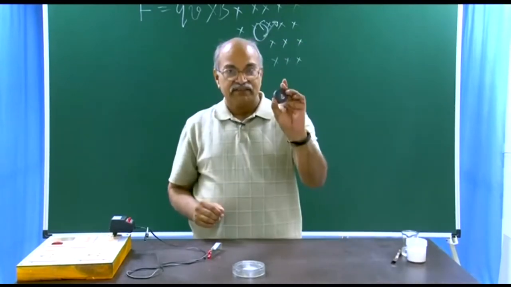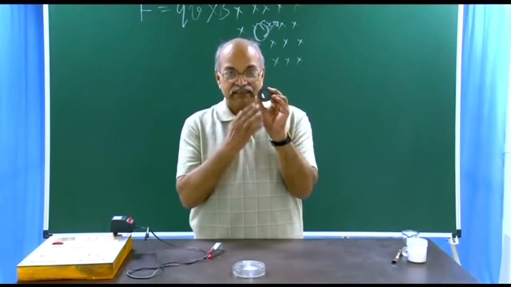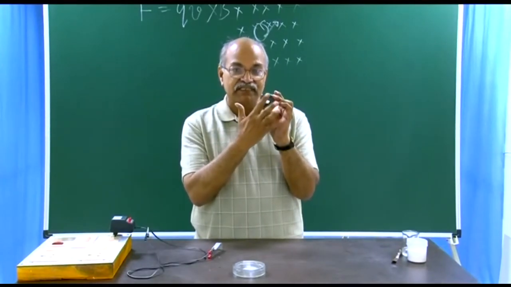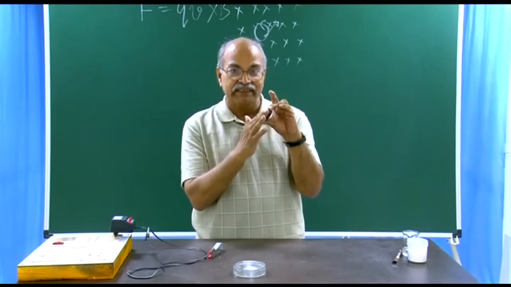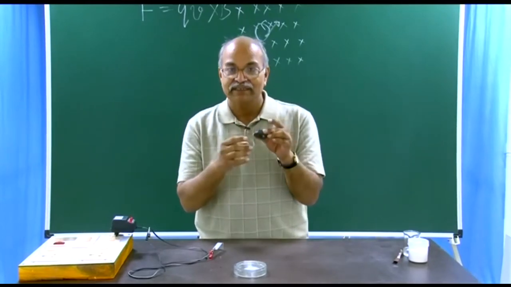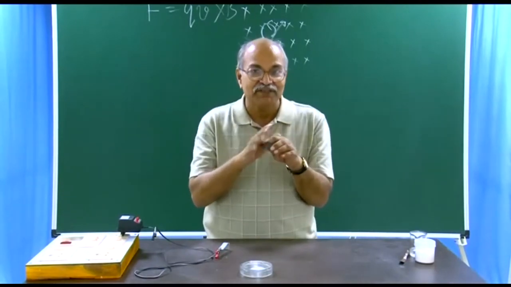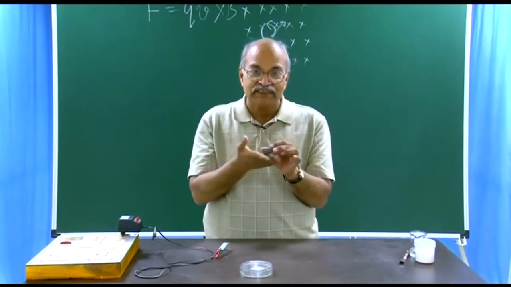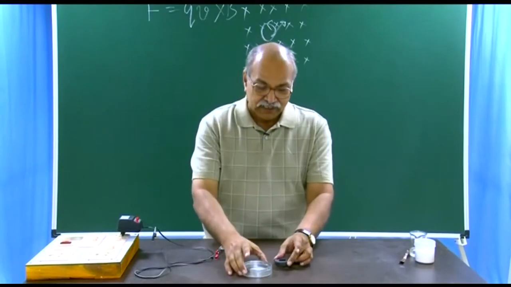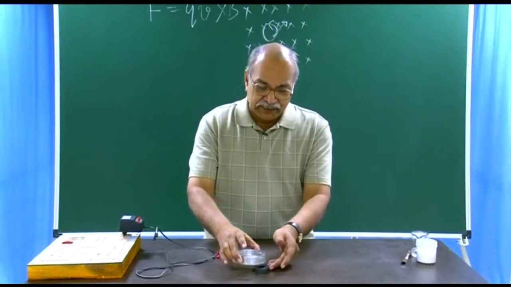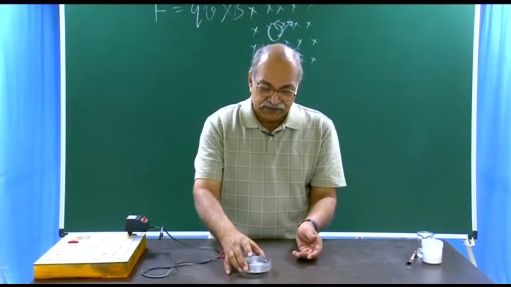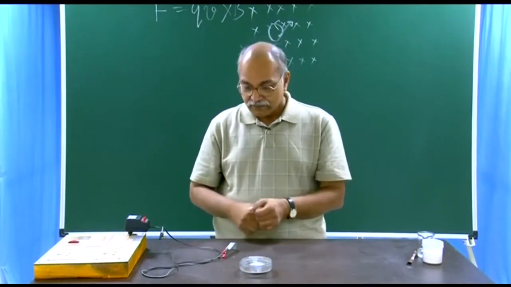And there's a magnet. It's a ring magnet. The flat surfaces are the poles, this side and that side. And of course, the poles are distributed, so poles are also on the curved surface. They are all distributed. One side is north, other side is south. So let me put this magnet below this petri dish.